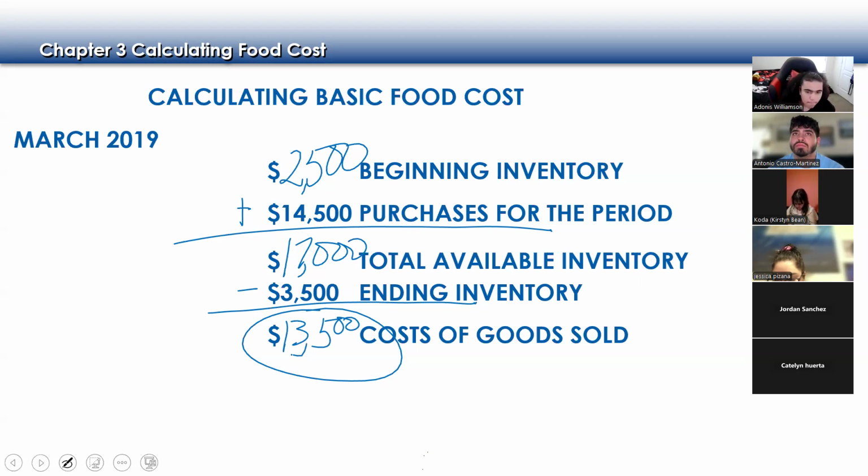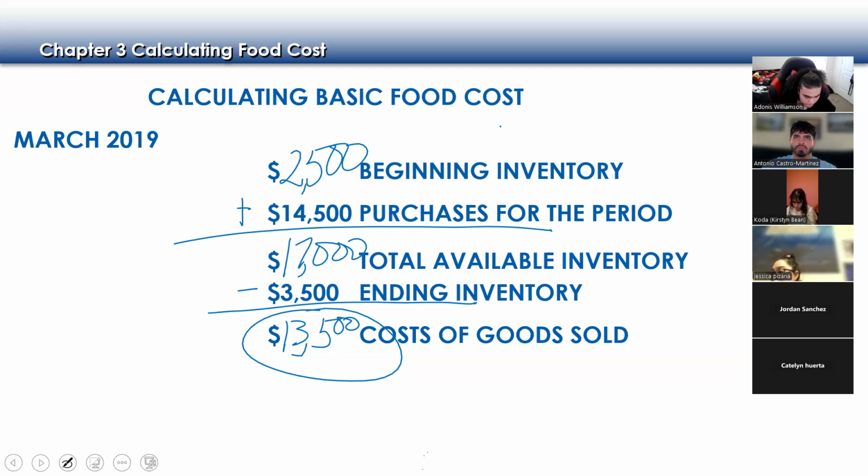All right, you should have gotten 13,500. Okay, so that is the cost of our goods sold. Let's check the chat. Excellent, 13,500. Love it. Thanks, y'all. Okay, 13,500. That means it costs us $13,500 for the cost of the ingredients to sell all the food that we sold.